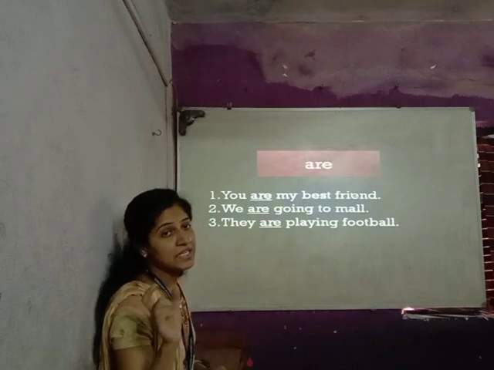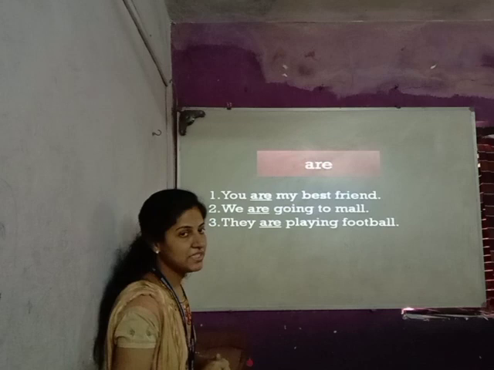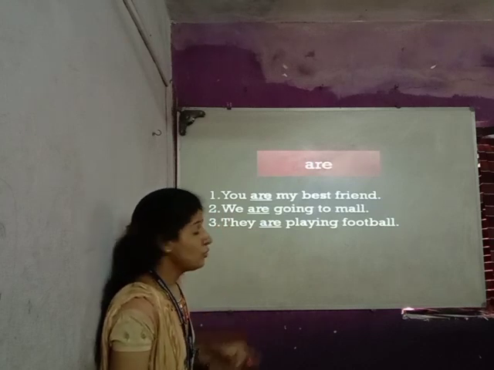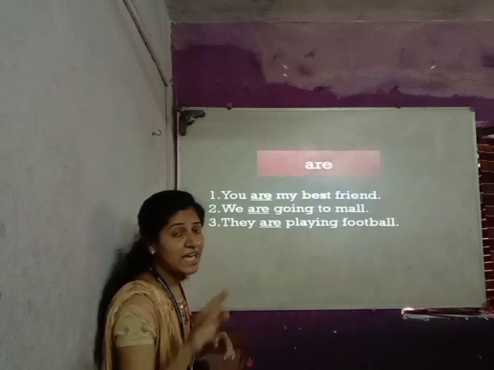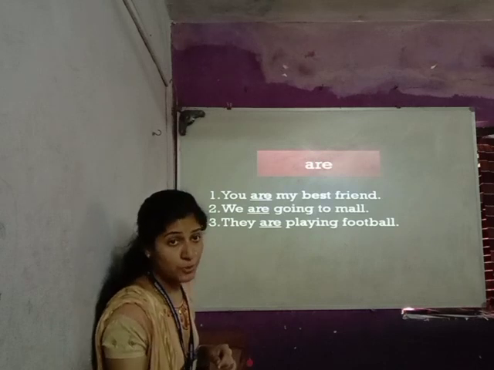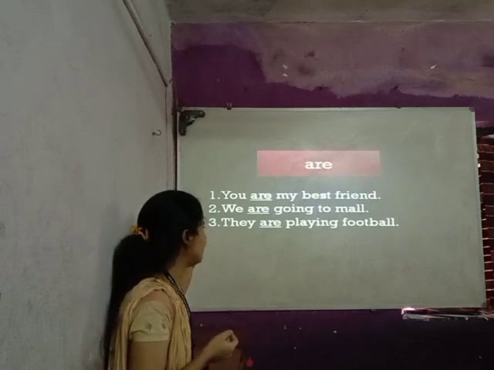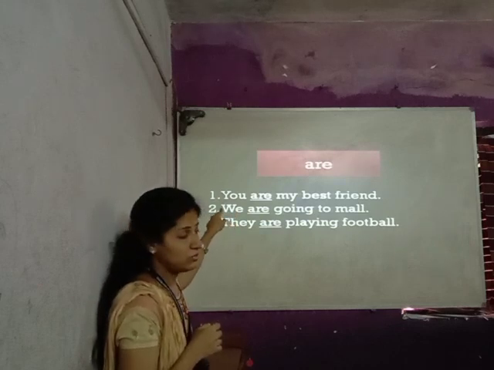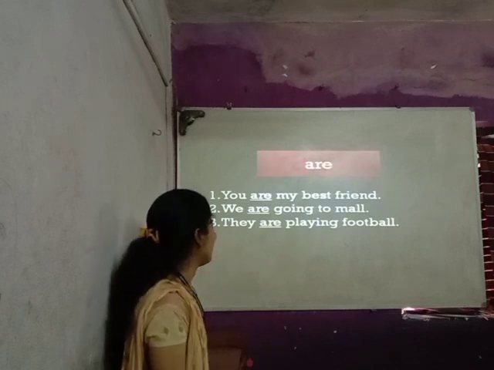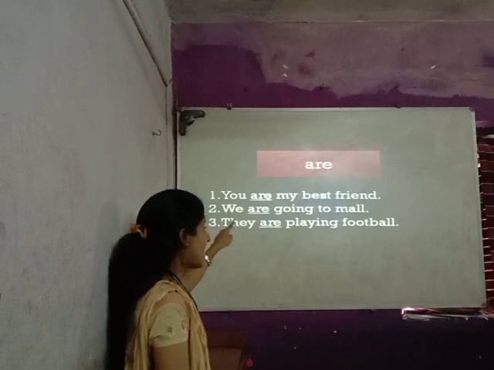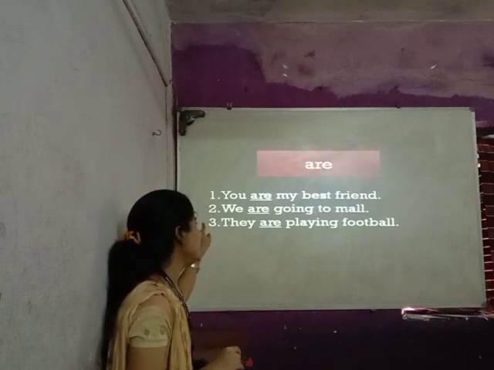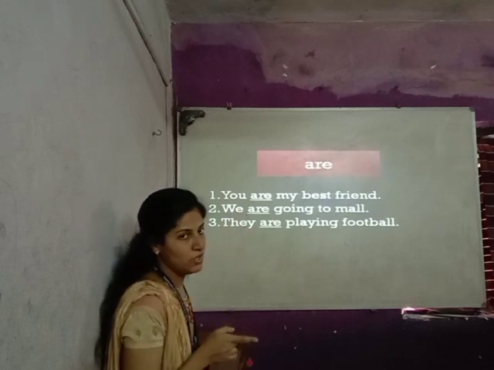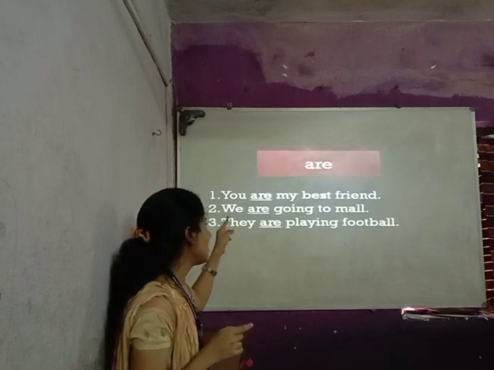Now see, A-R-E, R. In the first sentence, let's see when it is used. You are my best friend. Now see, R is used with you, we, they, these, those when they are in plural. R is always used with the plural and always used with you. So in the first sentence, you are my best friend. So here R is written after you. In the second, we are going to a mall. We are means they are in plural number, not single. So we use are with the plural. So we have used are after we.